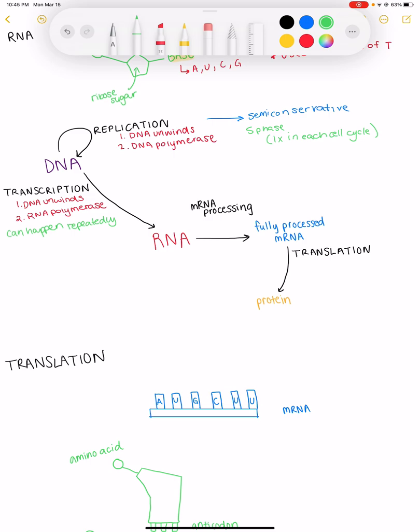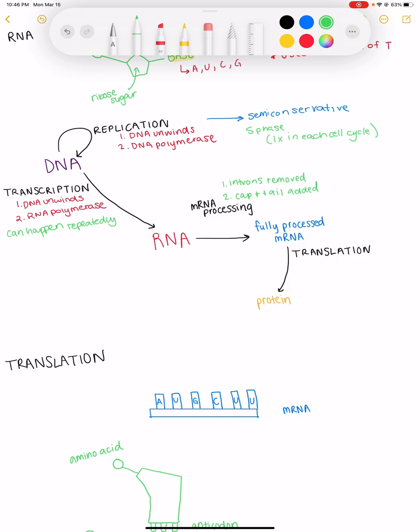So now that we've made RNA, so we have our single-stranded RNA, before we move on to translation, that messenger RNA that we use in translation needs to undergo some type of processing. So messenger RNA processing has two overarching steps. Introns are removed, and a cap and tail is added.